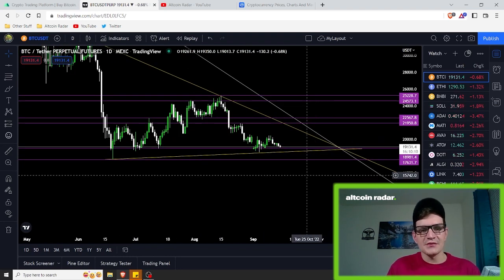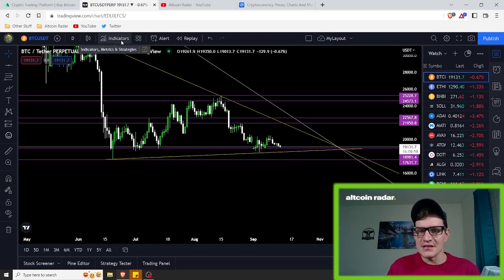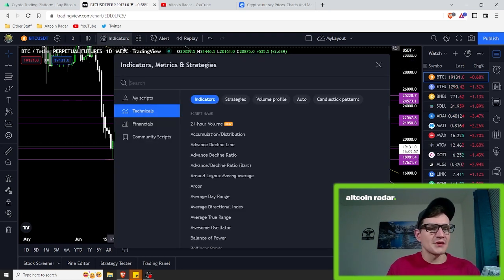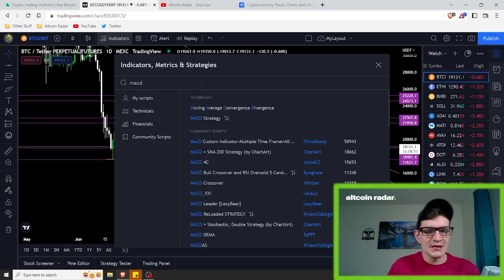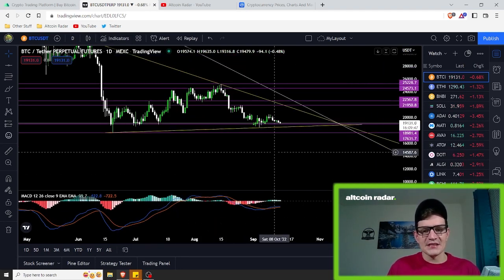So the next thing we do, you guys, the actual portion of me showing you the strategy that we're going to use, it's super simple. We are literally just going to be using MACD, okay? You're just going to go to indicators, type in MACD, click the moving average convergence divergence, and boom, it's going to open up your MACD, okay?